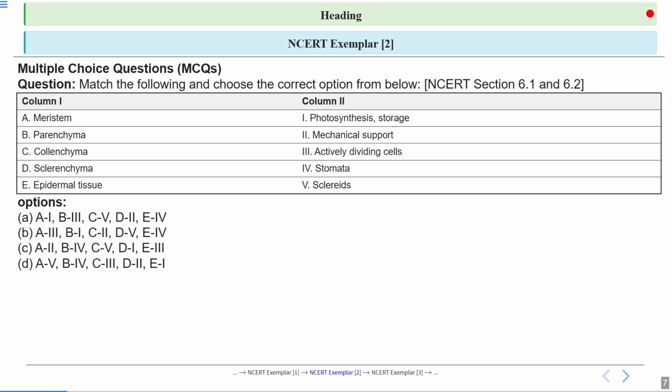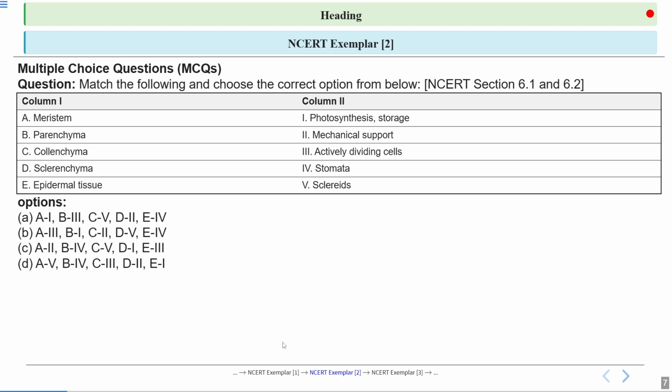Next question. This is the match the column type of question. Match the following and choose the correct option from those given below. This is NCERT section 6.1, question 6. So let us see the items given in column 1: A, meristem; B, parenchyma; C, collenchyma; D, sclerenchyma; and E, epidermal tissue.